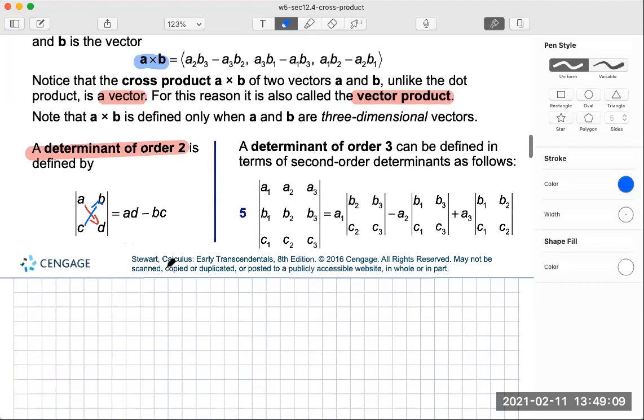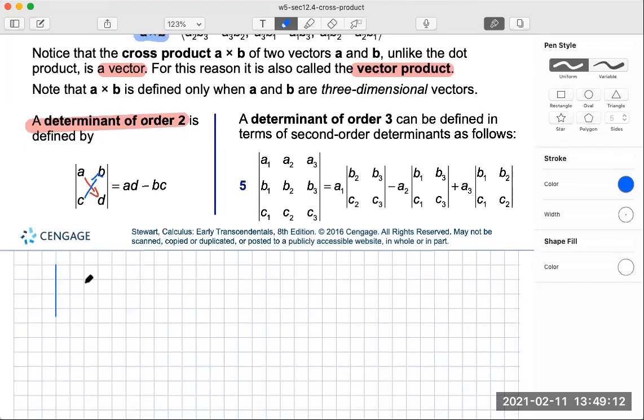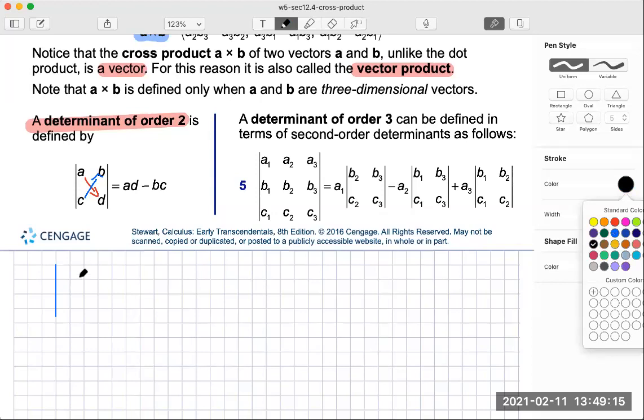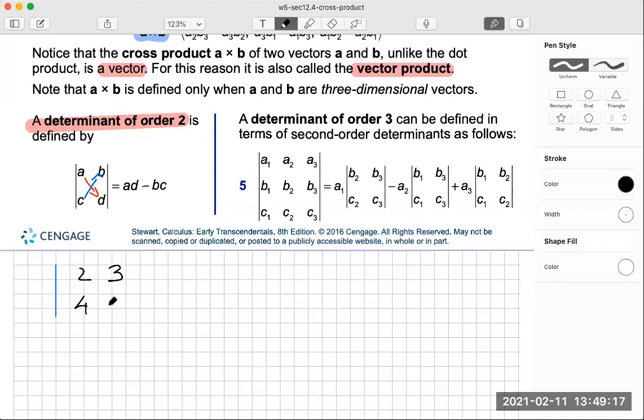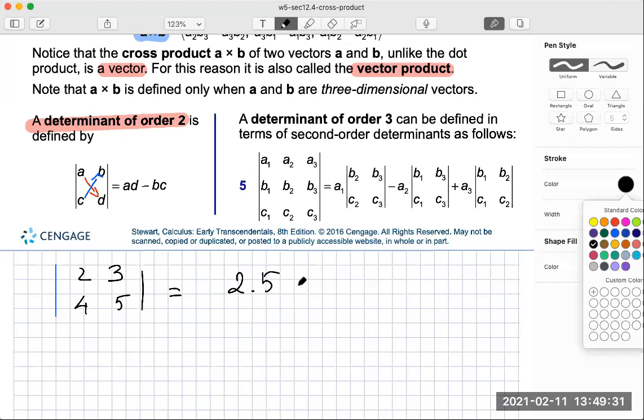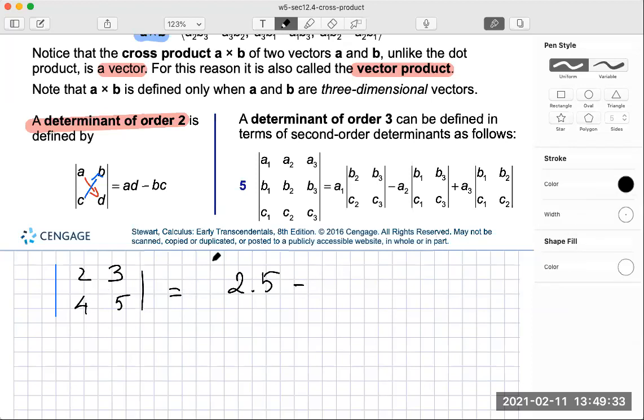Okay. For example, what is the determinant of 2, 3, 4, 5? Let's do it slowly, okay? 2 times 5 here. And subtract 4 times 3, or 3 times 4, the same thing. It will be 10 minus 12, and it is negative 2. Very good. It's easy to remember, right?